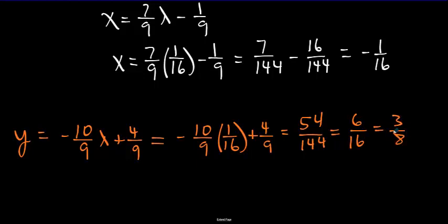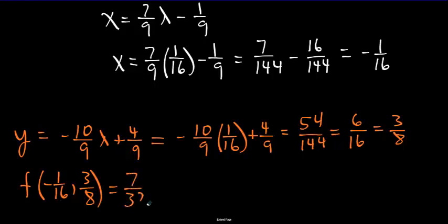Okay, so we've got x and y. We've got x is -1/16. So let's find out what this is. F of -1/16, comma 3/8. And if we put that back into our function, we're going to get 7/32. Just plugging it back into our function. And that's an example of how we can go through here and use Lagrange multipliers.